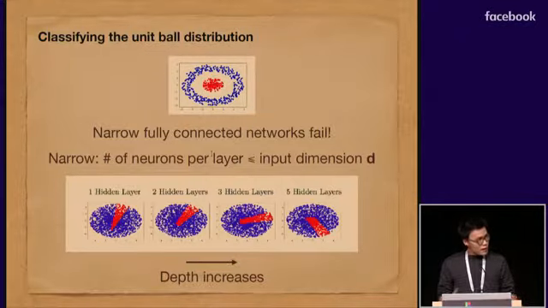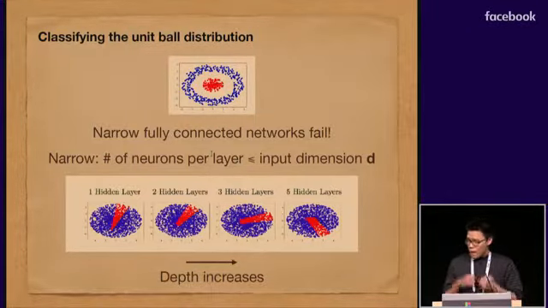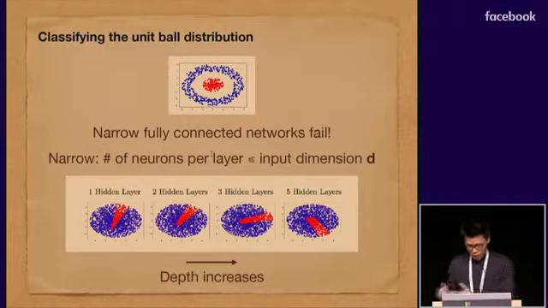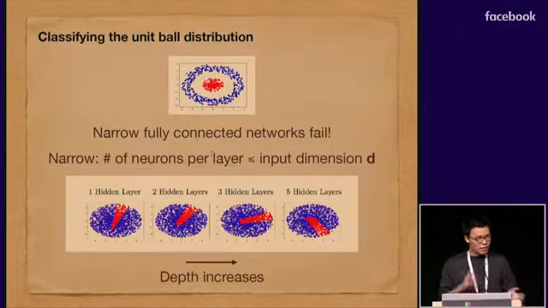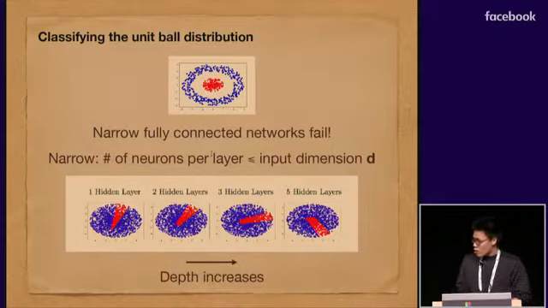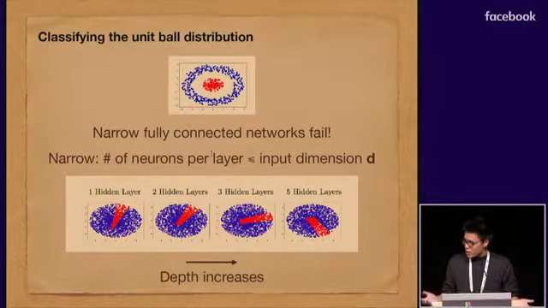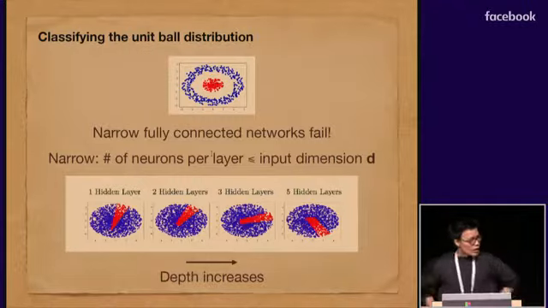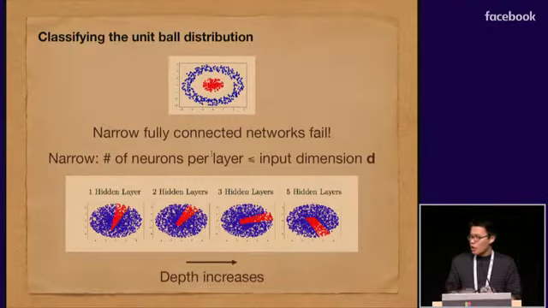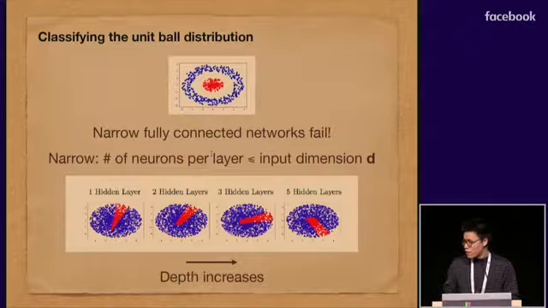So we first apply a narrow fully connected network. By narrow, I mean that the number of neurons per layer is smaller than the input dimension. Since here we are in a 2D plane, the number of neurons is 2. We train different neural networks with different depths, and we plot the decision boundary in the following figure. As you can see, the performance does not really improve when we increase the depth. They are somehow just rotating between them.